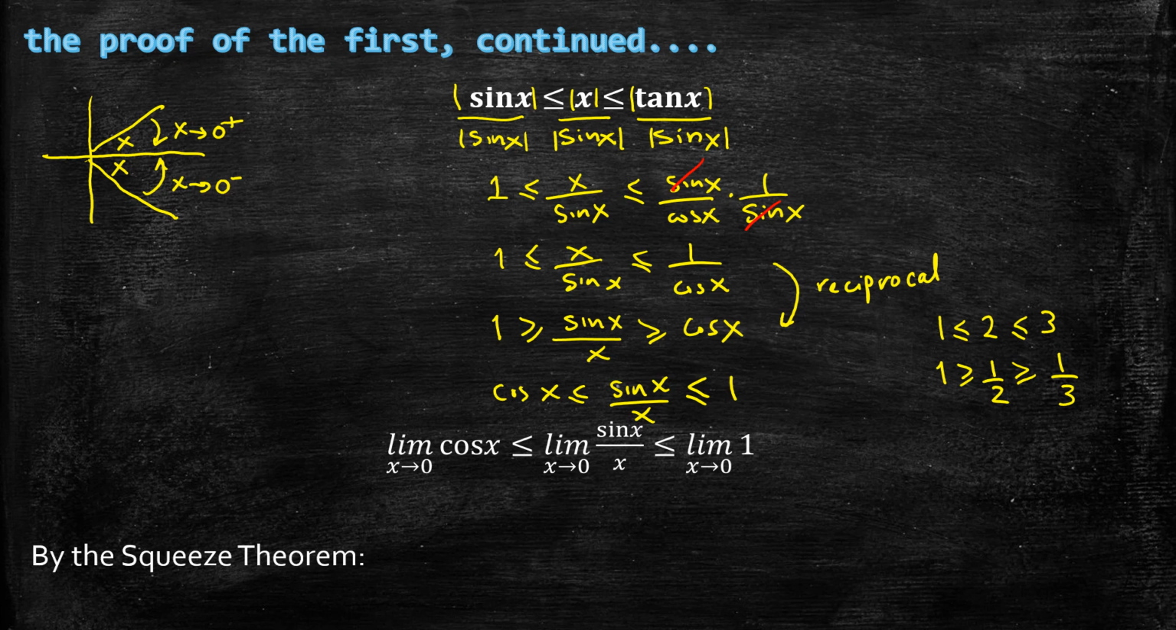It turns out that the limit of cosine x as x approaches 0 is just 1. Cosine of 0 is 1. We can plug that in. And of course, as x goes to 0, the limit of this will just be 1, which leaves us with no choice by the squeeze theorem to conclude that the limit as x approaches 0 of sine x over x equals 1. So here we have proved the first of the two important limits.